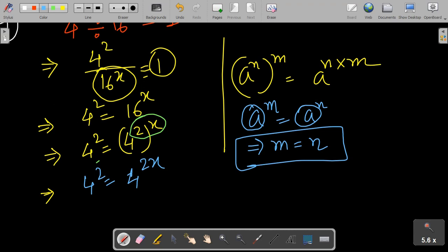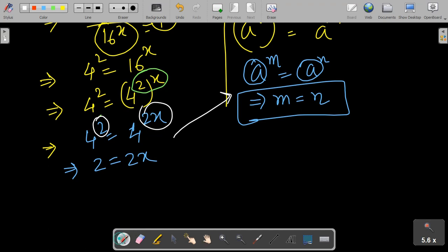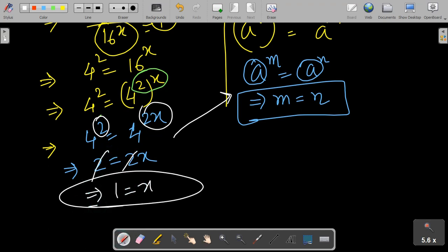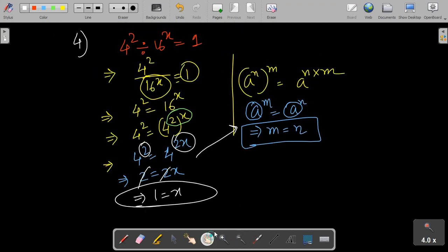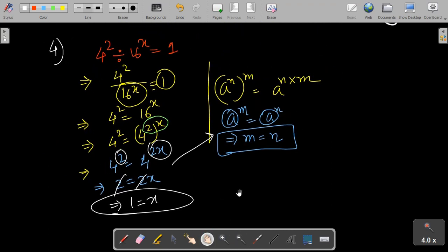So here what I can write, 2 equals 2x, because if you see here this 2 and this 2x, both should be equal by applying this formula only. So now you can just cancel these 2, so 1 equals x, that means x equals 1. So we have got the value of x. I think it was a very easy sum, and maybe you have understood it very clearly. So, moving towards the next sum.